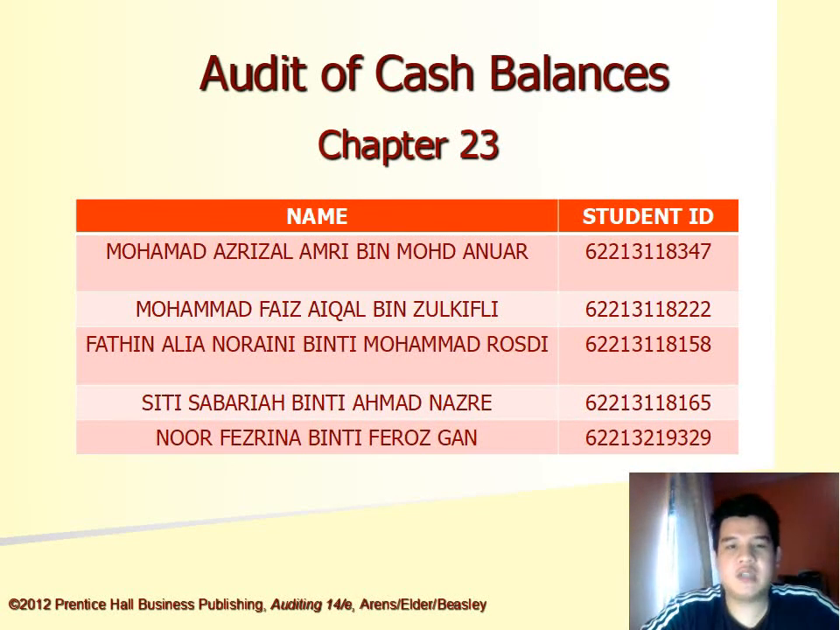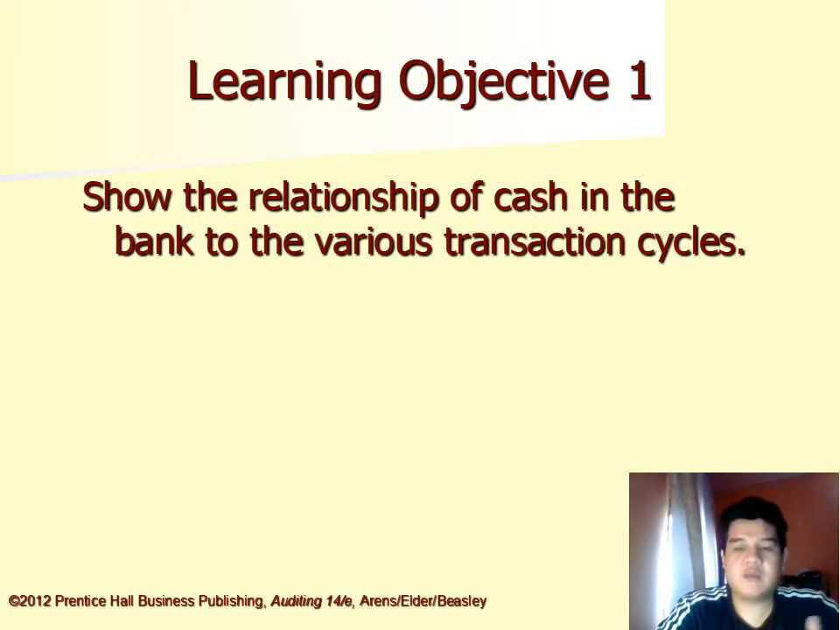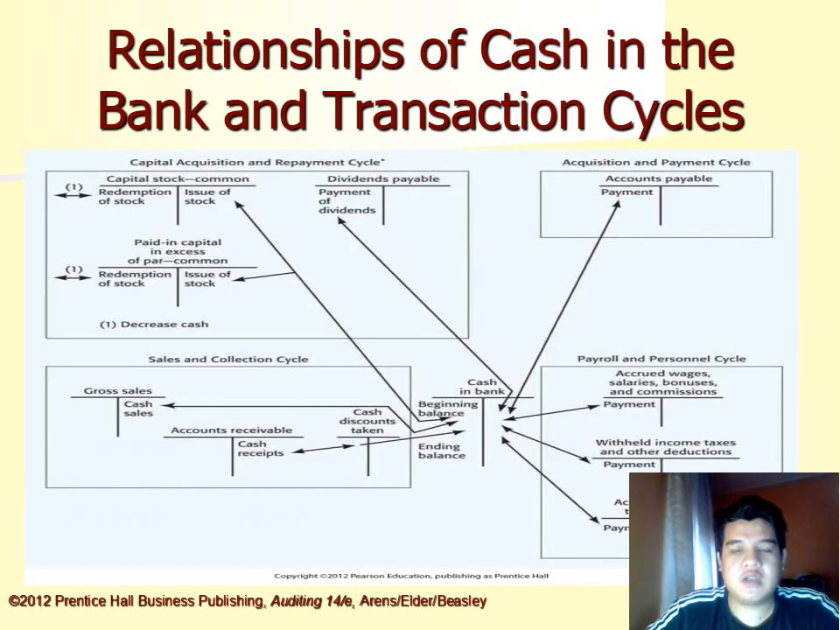We will present about audit of cash balance, which is from Chapter 23. So, my name is Muhammad Azriza Amri. I will be presenting about learning objective 1, which is to show the relationship of the cash in the bank to the various transaction cycles. Based on this figure, it shows the relationship of the various transaction cycles, and the focal point is the general cash account, which is cash in bank.